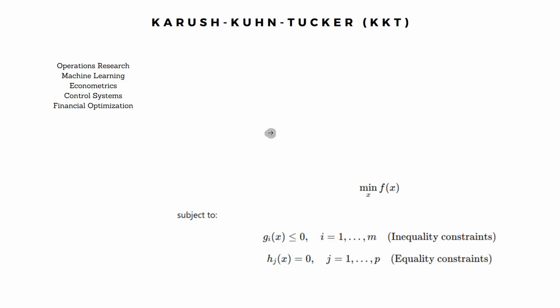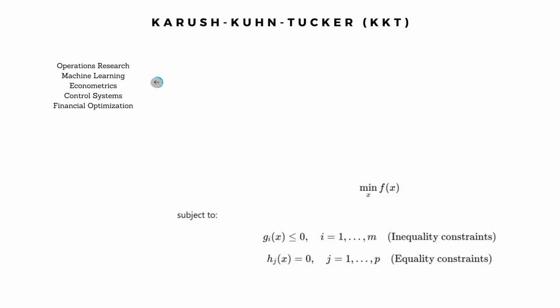In simpler terms, they help us figure out the best solution to problems where there are certain limitations or restrictions. KKT conditions are widely used in many fields. For example, they are fundamental in operations research, where we aim to optimize costs, schedules, or resources.